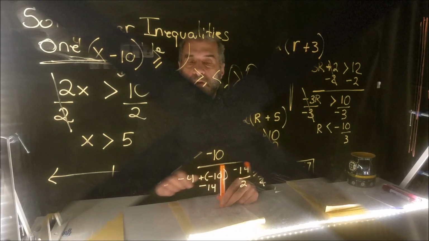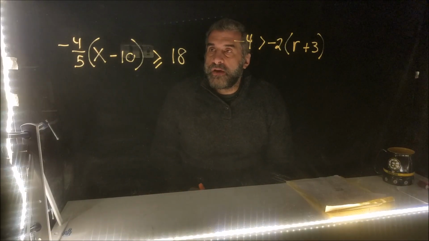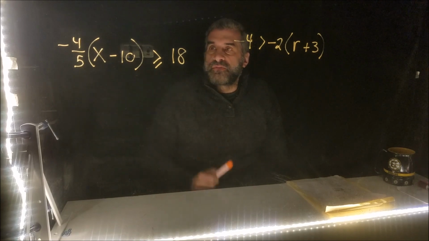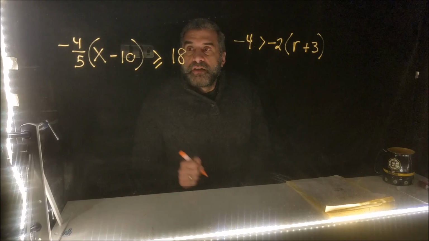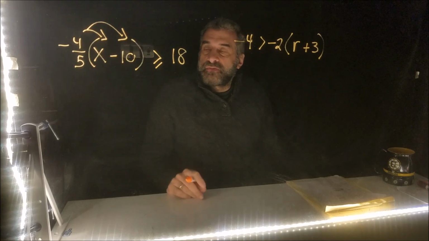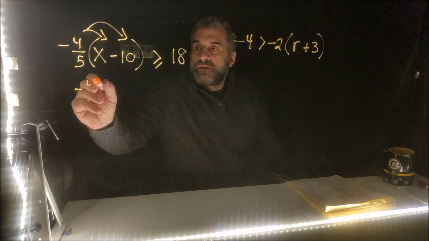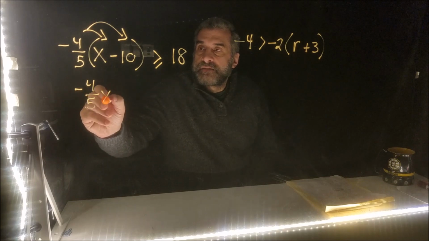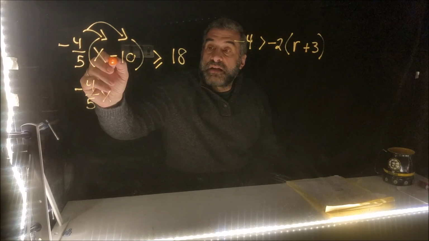All right, let's do a few more. Here we have 2 more problems. Let's do this one first. Here we have fractions. So don't forget you have to distribute the fraction first. So you'll have negative 4/5 x, and then you have a negative and a negative is a positive.